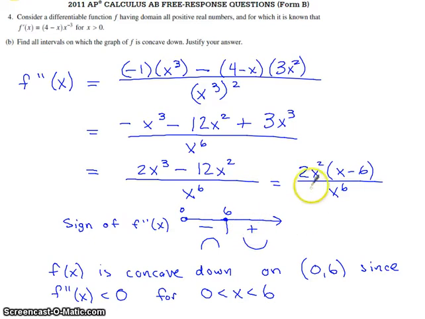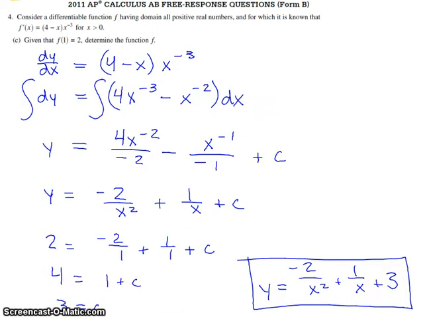And then if I pick a value like 10, this is always positive, this is always positive because of the even exponent, and then 10 minus 6 is also positive, so I end up with a positive sign for my second derivative there. This tells you that your function is concave down when the second derivative is negative, concave up when the second derivative is positive, and again, don't just say we're concave down here, say why. F of x is concave down on the interval from 0 to 6, since the second derivative is less than 0 on that interval.